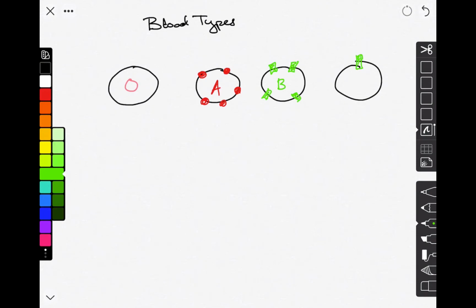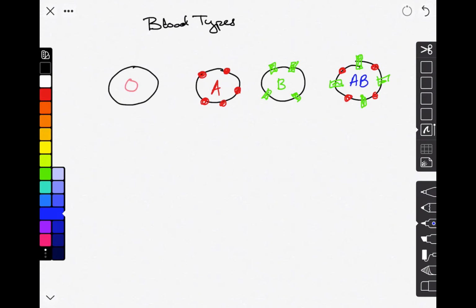Or you could have the combination of type B and type A antigens. And in this case, your blood type would be AB.